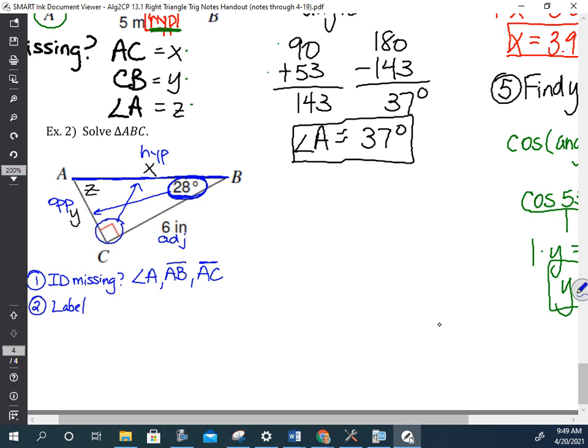So we know what's missing, we label. Now we can start solving. Step 3, find the missing angle. So we take the two angles that we have, add them up. All right, you two have calculators, add them up.